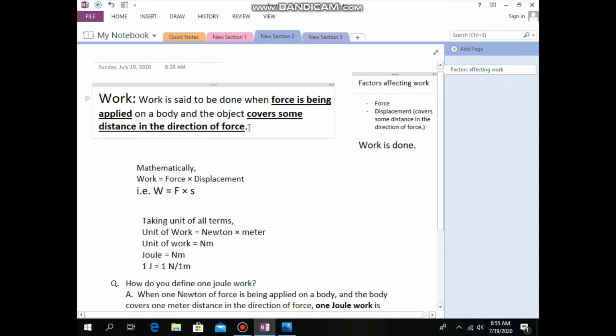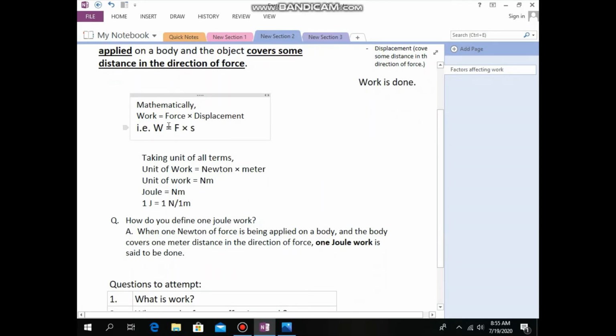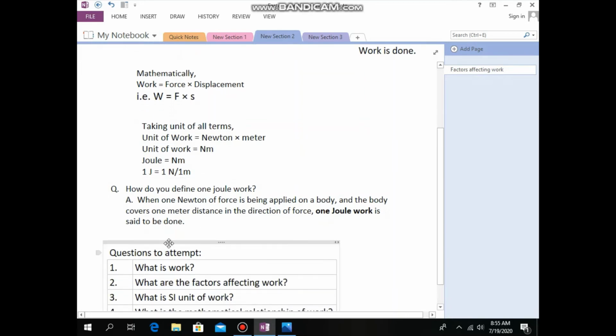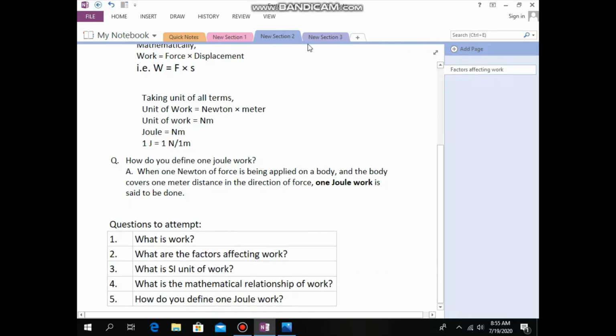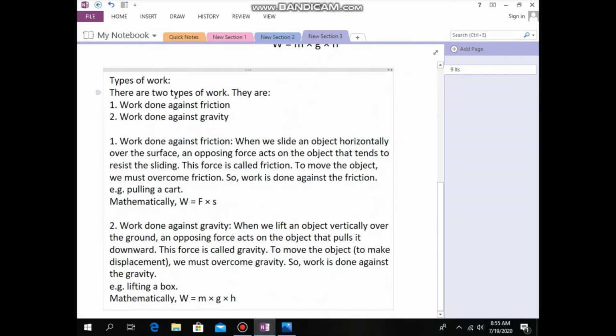Okay, we defined work, then the factors affecting work, and we showed the mathematical relationship, and then we defined 1 joule work. We derived the SI unit of work and we defined 1 joule work. Okay, these are the questions to attempt. And in the second section, we studied the types of work. Okay, now let's go to the third section.